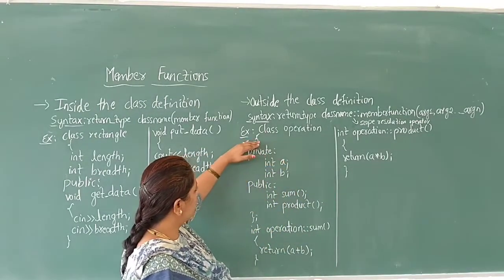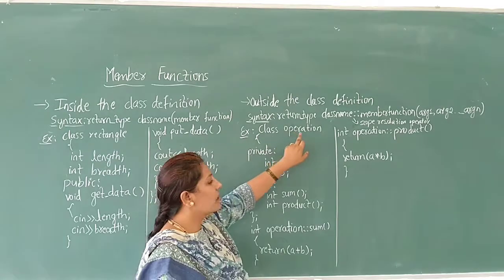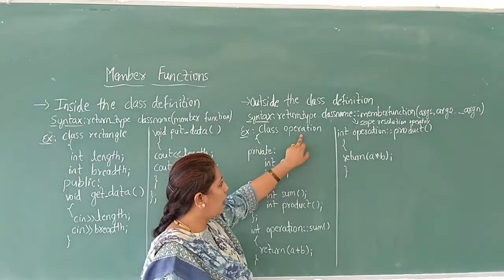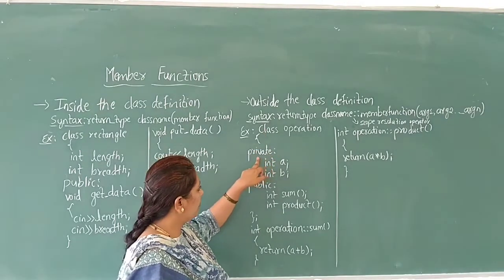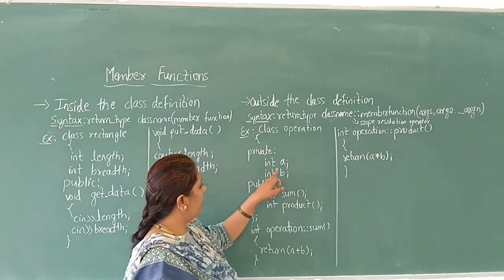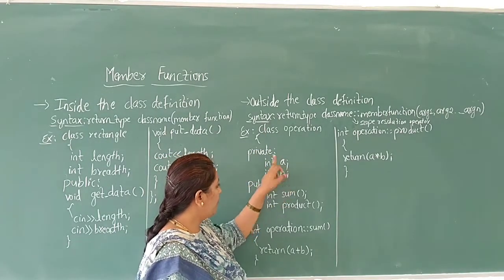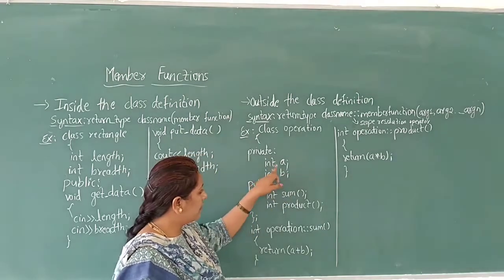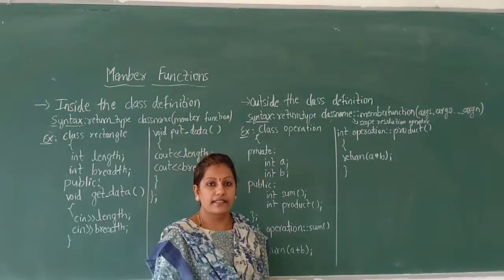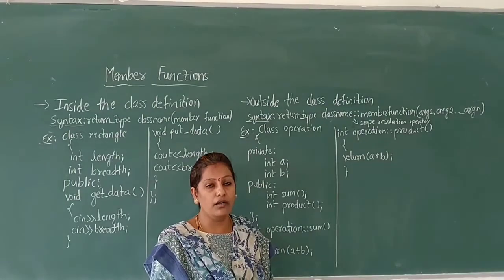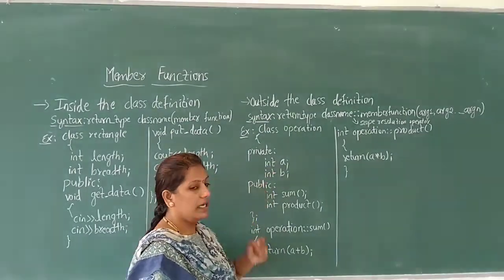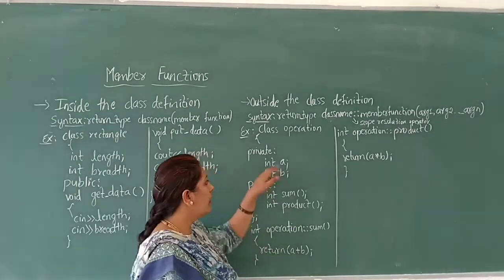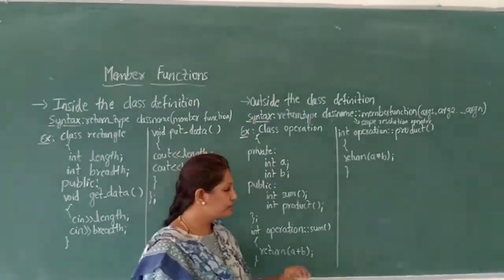Then we see an example, class Operation. Operation is the class name, class is the keyword. Then in the private section we declare two variables a and b of data type integer, and these two variables are accessed within the class only, not outside the class, because data members a and b are declared under private access.